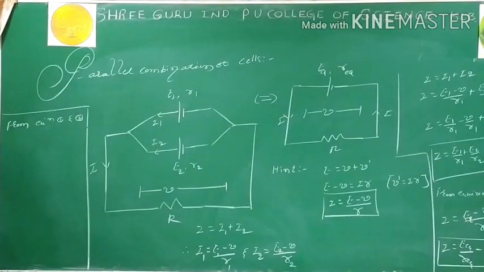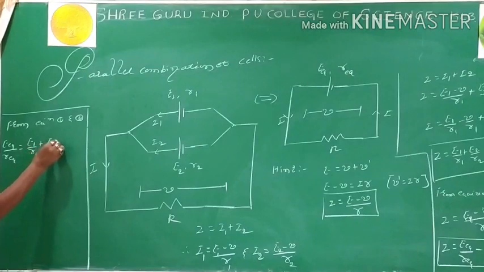So E equivalent divided by R equivalent equals, then you see that equation, E1 by R1 plus E2 by R2. Is it clear? For the two cells, E equivalent divided by R equivalent equals E1 by R1 plus E2 by R2. For three cells, E1 by R1 plus E2 by R2 plus E3 by R3. Just goes on. For n cells, the process is continued.